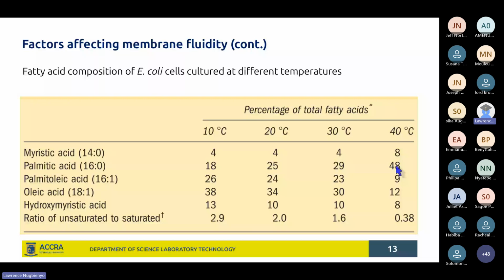You see that palmitic acid is in a very high amount there. And in the same way, even if you take myristic, you also see that it increases for the E. coli that was grown at 40 degrees Celsius. So you can see these kinds of trends and begin to see that the organism has actually adapted to these temperatures with the amount of saturated and unsaturated fatty acids that have been synthesized by the organism to be components of its cell membrane.